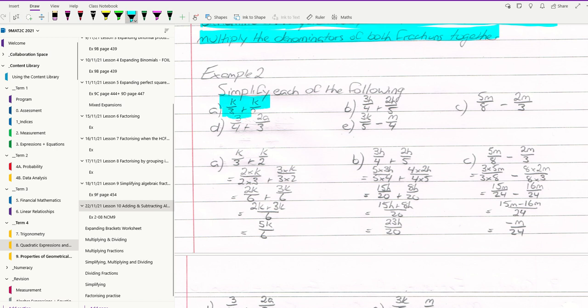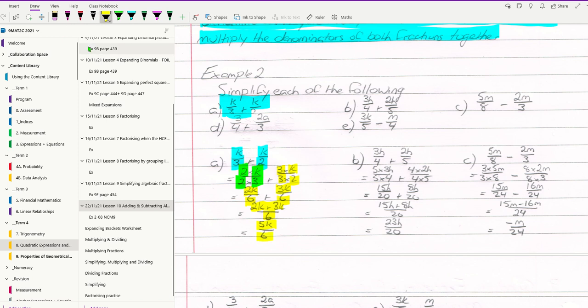Simplify each of the following. k on 3 plus k on 2. What we do is we multiply the first one by the denominator of the second one. So we've got 2 over 2, which is 1, times k on 3. And our second one, we multiply by the first denominator, 3 over 3, times k on 2. This gives us, for the first one, 2k on 6, 2 times 3 is 6, plus 3k on 6. So we end up with 2k plus 3k on 6, which is 5k on 6.